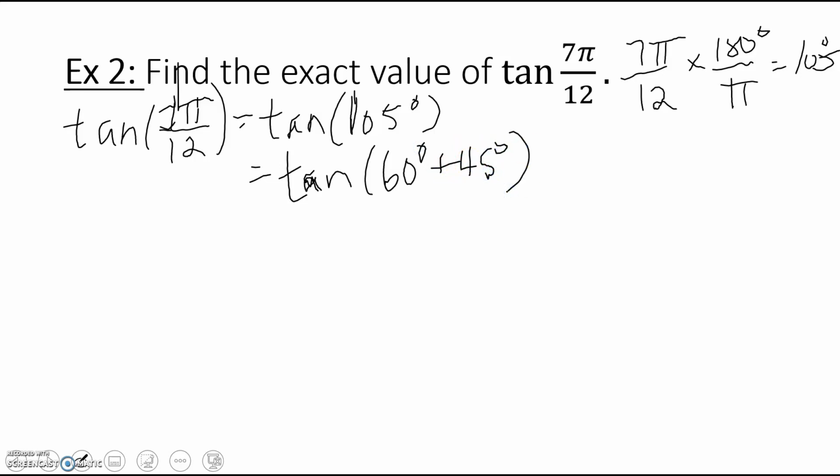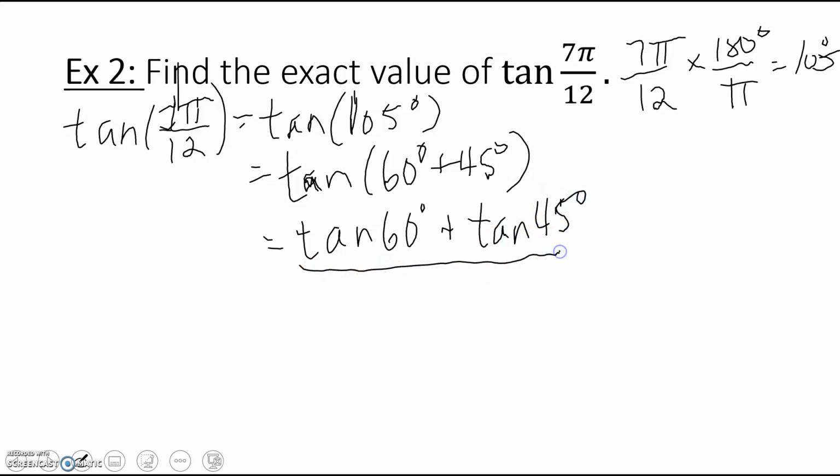So now I can use my sum identity for tangent. So that's going to be equal to the tangent of 60 degrees plus the tangent of 45 degrees on top, remember the sign stays the same in the top. And then the sign switches in the bottom. So that'll be 1 minus the tangent of 60 degrees times the tangent of 45 degrees.